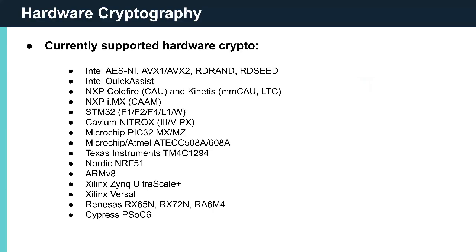So what does wolfCrypt currently support? This is part of our list that we currently have support for. Some of these are on the desktop enterprise side, like Intel's AES-NI and their Quick Assist. But a lot of them are on the embedded side from NXP, ST, Microchip, TI, Nordic, Xilinx, Renesas, or Cypress.